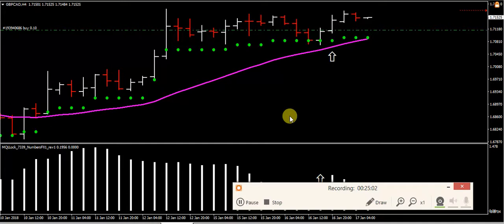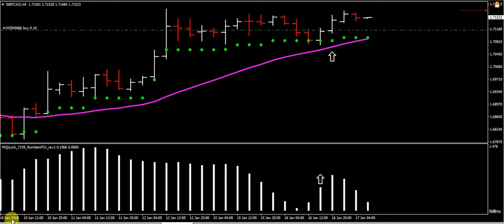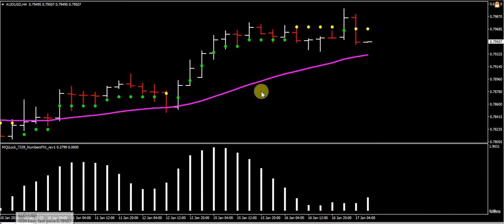Hi guys, next session's started, so I'll just have a quick look around through the charts. Starting with the Australian dollar USD. You can see a pullback here.